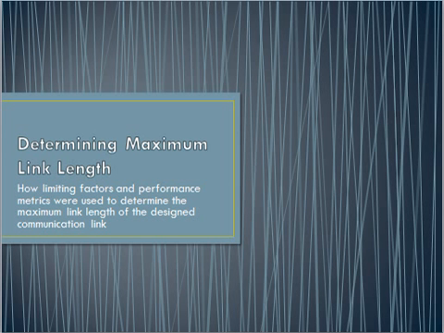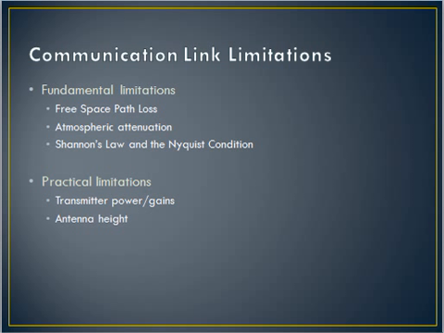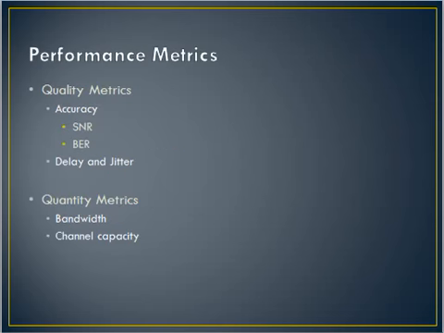Link budget is a calculation that accounts for all gains as well as losses throughout the link system. This section describes how limiting factors and performance metrics were used to determine the maximum link length of the designed communication link. Recall that there are fundamental and practical limitations. Some of these performance metrics were used when determining the communication link length.